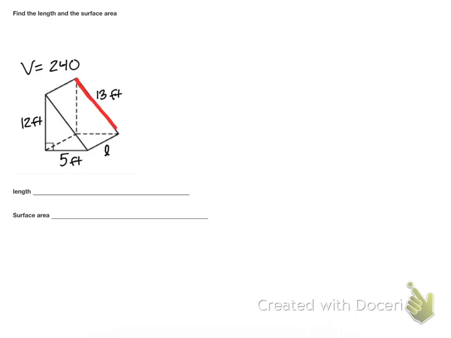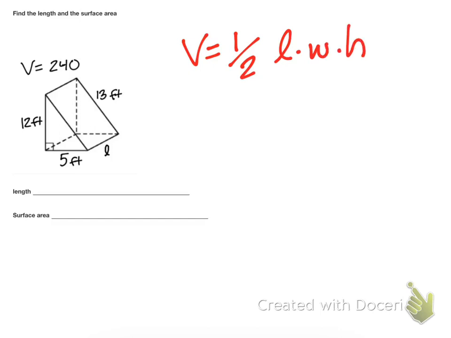I'm going to go through this quickly. If I'm finding my length, do I care about the 13 or the 12 as my height? So in the chat, do I care about the 13 or 12? Because they're both heights. They're both going up. Yes, Leanne, we care about the 12 because it makes a right angle. So here, if we're finding our length, we know our volume is equal to 1/2 length times width times height. Let's see if I can get it done without messing up.